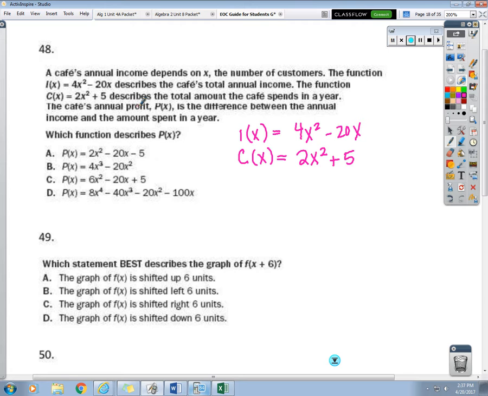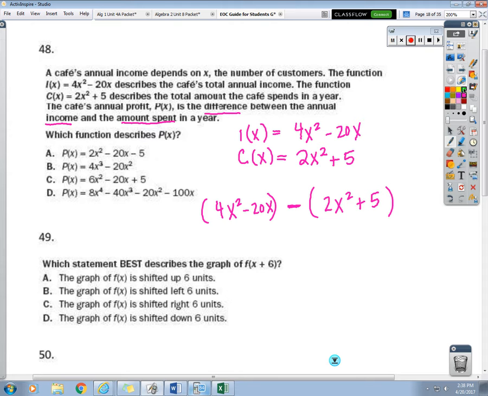The cafe's annual profit, P of x, which you can see every answer is in, is the difference between the income and the amount spent. So wouldn't that be cost? So what do you think you're going to do? Subtract like terms. Look, difference means subtract, and you're subtracting the income, which will go first because it was listed first, and the cost, which is 2x squared plus 5.